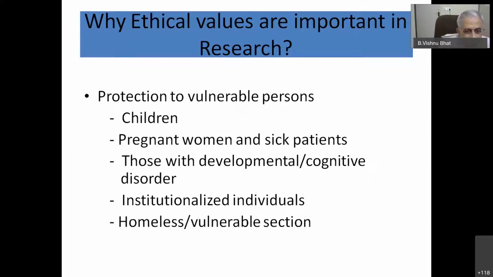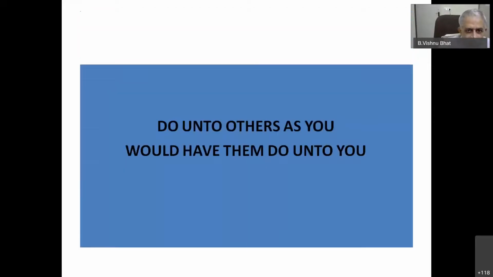Protection of confidentiality and informed consent, you should always take care, especially for vulnerable sections like children, as I said, pregnant and sick patients, those with developmental or cognitive impairment, institutionalized individuals, the homeless and the vulnerable. These are called special risk groups. They have to be given special care.